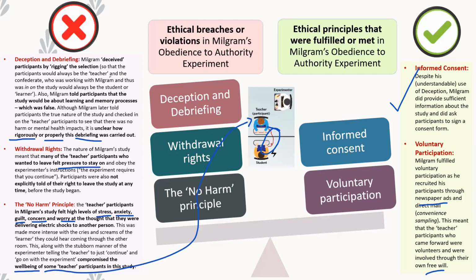So just know any two breaches, since you've got three, so learn any two. And you've only got two ethical principles that were met, so you've got to learn those two. That's the basic idea there.